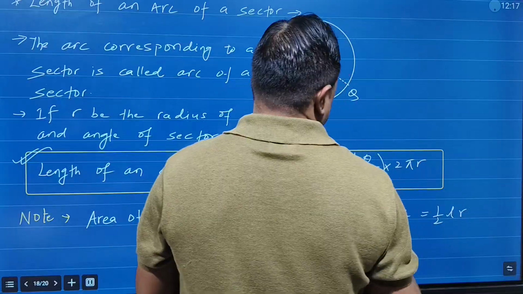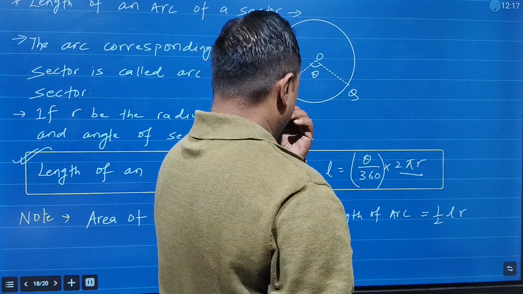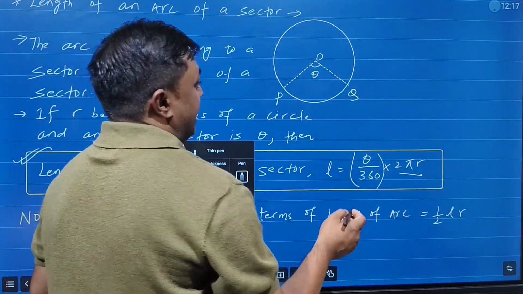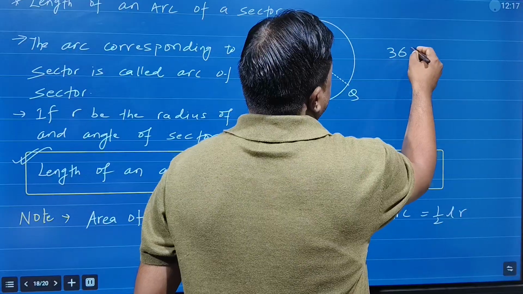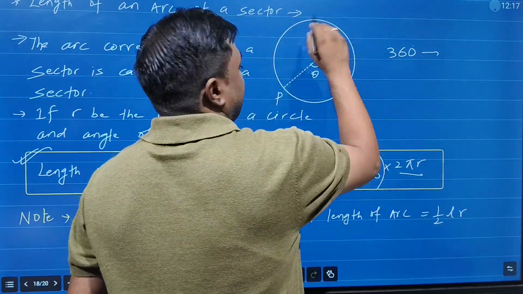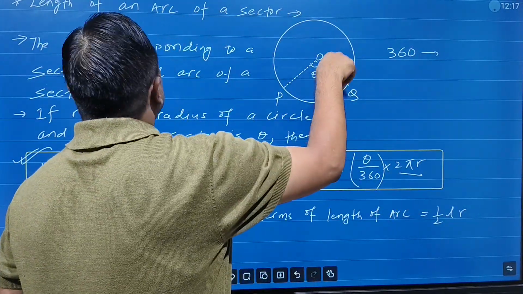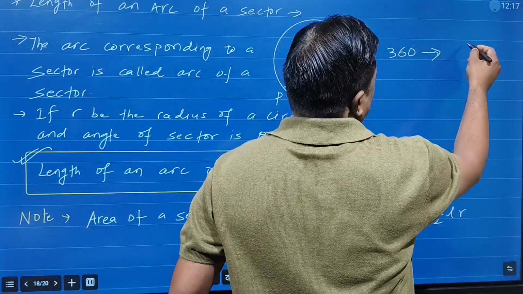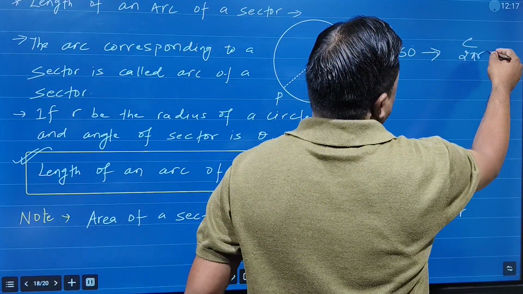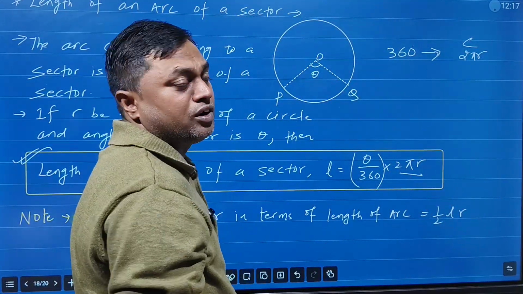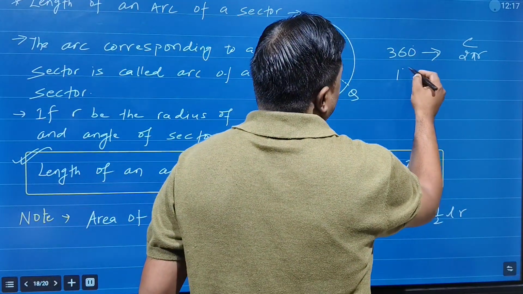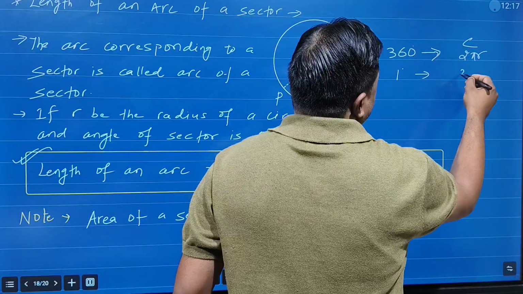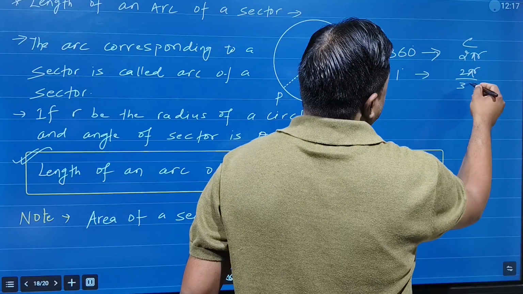Theta by 360 into 2 pi r. You can understand how that came. See, for 360 degrees, when the angle is 360 degrees, what is the length of the arc? Length of the arc is the circumference. So what is the circumference? 2 pi r is the circumference. So for 1 degree, what will be the circumference? That is 2 pi r by 360 degrees.